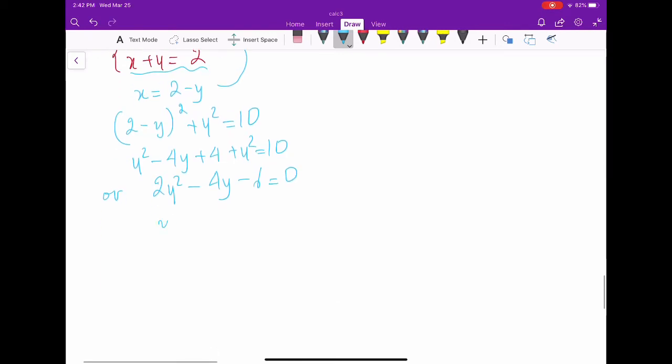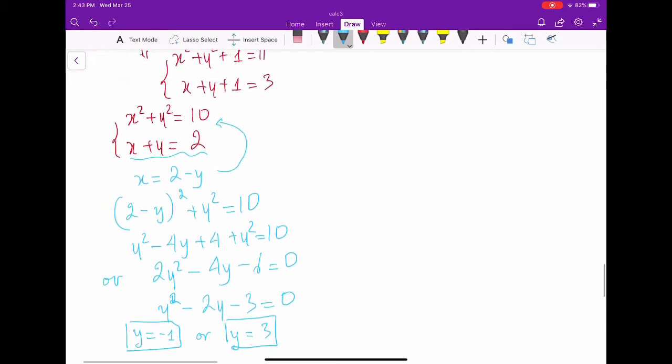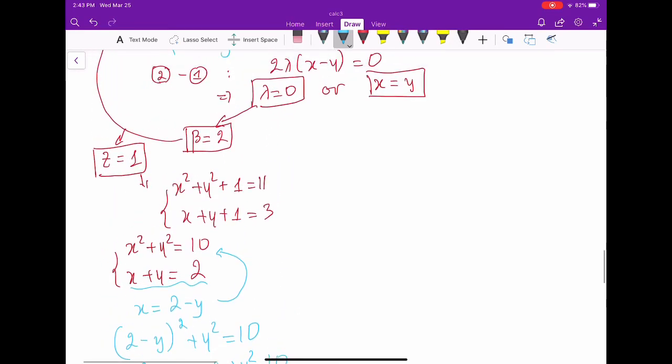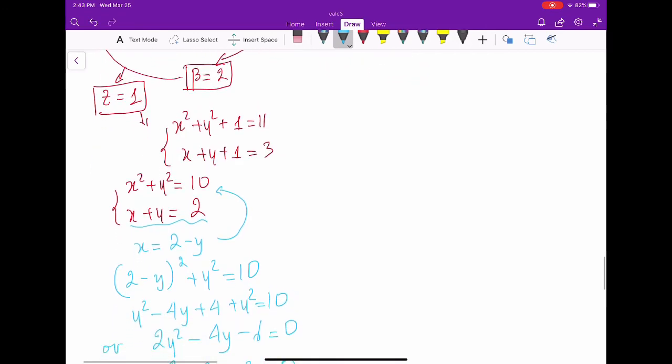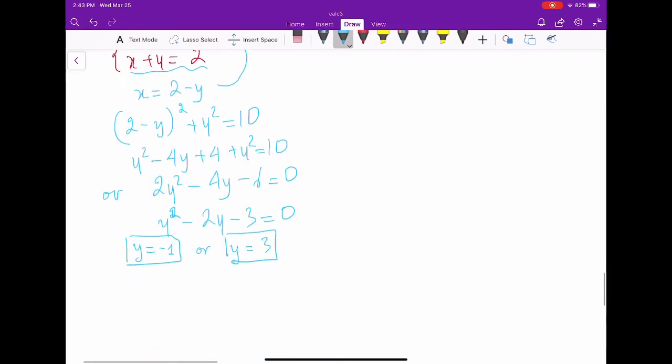So from here you get y squared minus 2y minus 3 equal to 0. And this is a quadratic equation. You can use the formula, right? But in this case, this equation has a special solution, which is y equal to negative 1 and y equal to 3. So basically, for the first case, when lambda equal to 0, you have 2 points. Z equal to 1, y equal to negative 1.